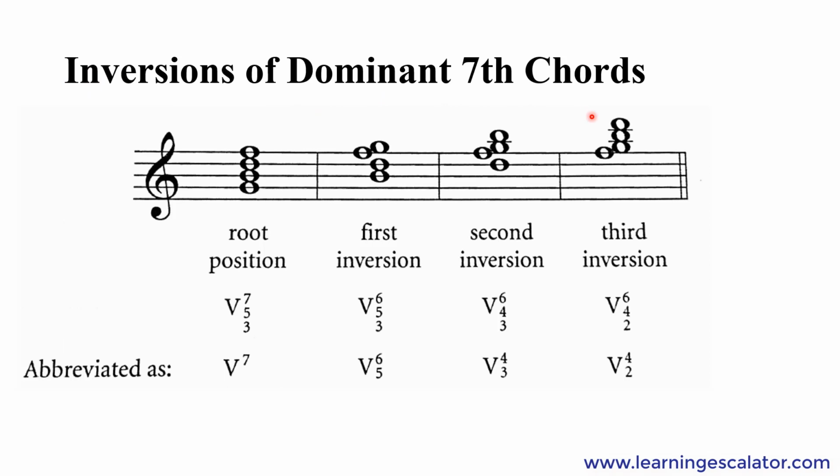Inversions of dominant 7th chords. In root position, it's written like V 3, 5, 7, and it's abbreviated as V7. Now in first inversion, you move the G up here, it's V 3, 5, 6, but it's abbreviated as V56. Second inversion, you move this up and then it's V 3, 4, 6 and it's abbreviated as V34. And third inversion is V 2, 4, 6 and it's abbreviated as V24. So in the real exam you can just write their abbreviations.